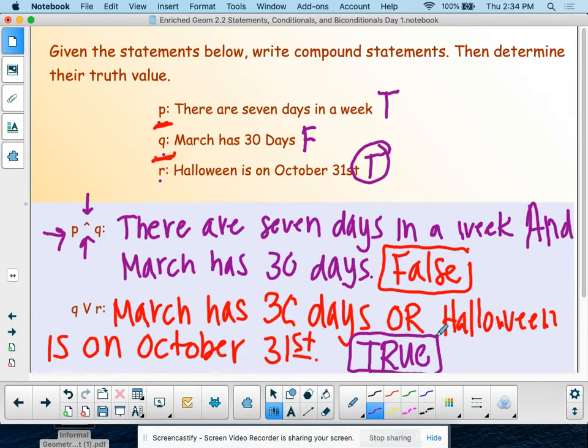Okay, we'll save that last one to do together in class. Let's flip the page and learn a few new words, okay?